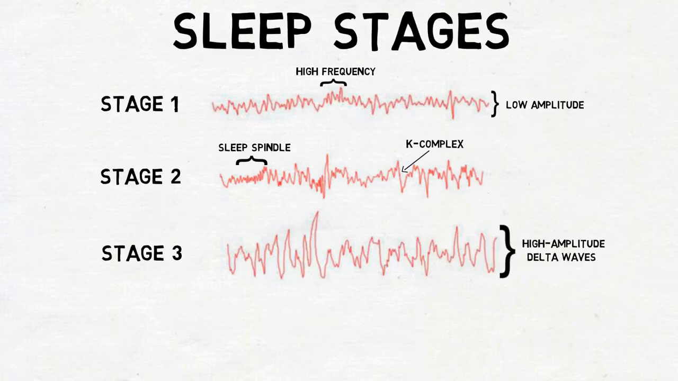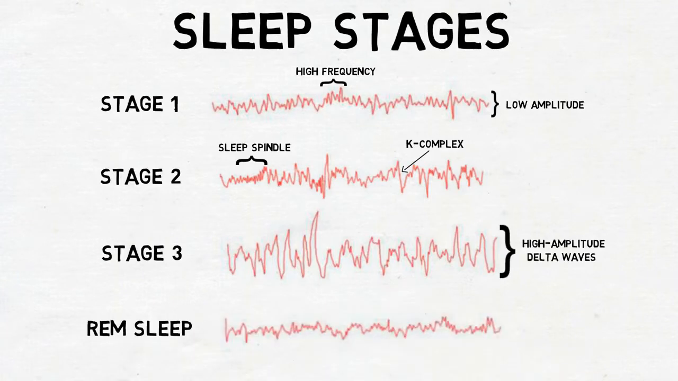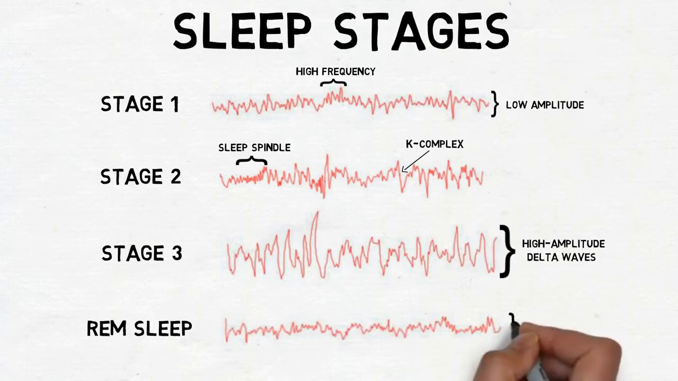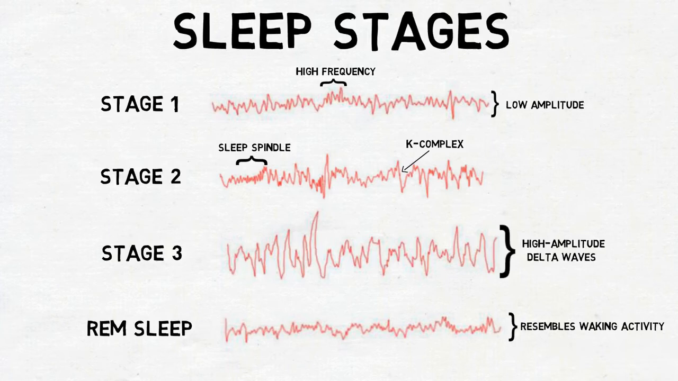Next, the sleeper passes rapidly back through stage 2 and stage 1 before entering rapid eye movement, or REM, sleep. In REM sleep, EEG activity resembles what's seen in stage 1 or restful waking. During REM sleep, the muscles are completely relaxed and limp, but the eyes are moving rapidly. This is the time of sleep when our most vivid dreams are likely to occur.